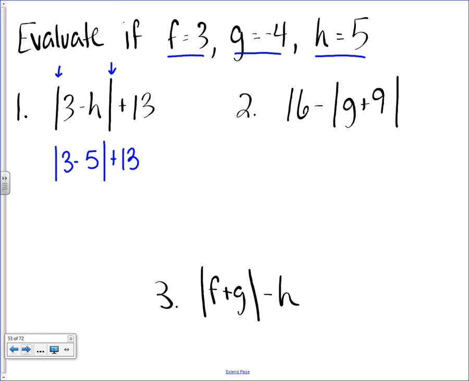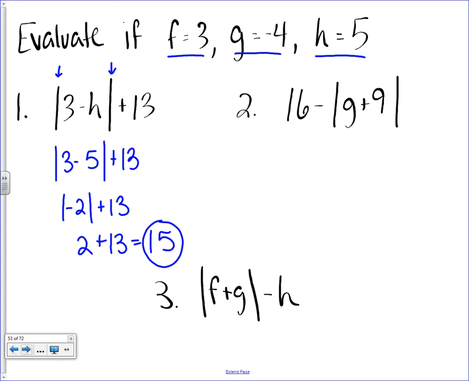Now, like I said earlier, in the order of operations, we're going to treat those absolute values like parentheses. So in this case, we will do them first. 3 minus 5 is -2. Please notice that the absolute value bars are still around there. Now I'm going to do the absolute value of -2. Well, the absolute value of -2 is 2. Since I took the absolute value, those bars are now gone. And then my final answer here would be 15. Okay, so kind of treat them like parentheses.